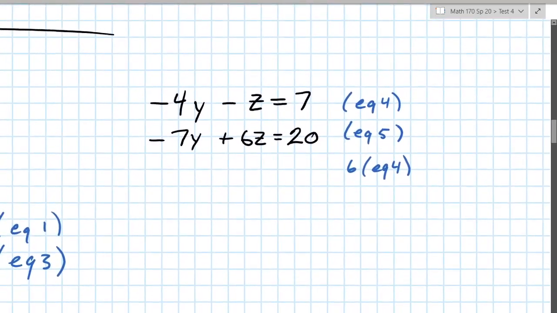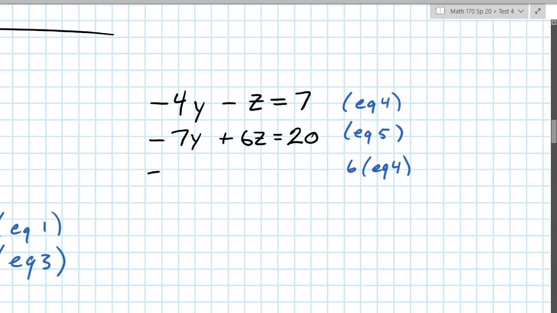We want to eliminate one of these variables. Notice if I want to eliminate the y's, I'm going to have to get the least common multiple of 4 and 7, which is 28. That's kind of a large number. But if I want to eliminate the z's, then the least common multiple of those would be a 6. So we just need to multiply equation 4 by 6.